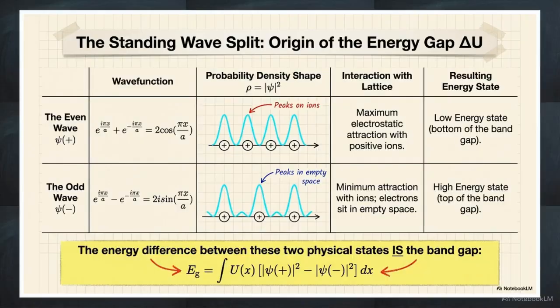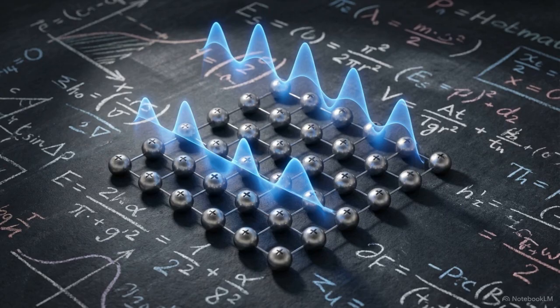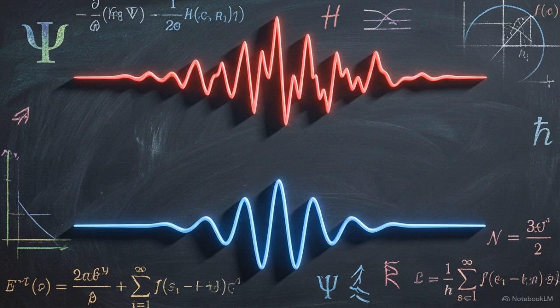This table details the two physical outcomes. The even wave probability peaks align directly on the positive ions, causing maximum attraction and a low energy state. But the odd wave peaks shift into empty space. With minimum attraction, it is trapped in a high energy state. At this precise momentum boundary, an electron must exist as either the high energy odd wave or the low energy even wave. It cannot possess any energy value in between. That physical gap in electrostatic energy is the exact origin of the band gap.